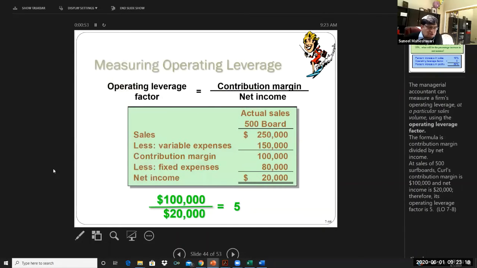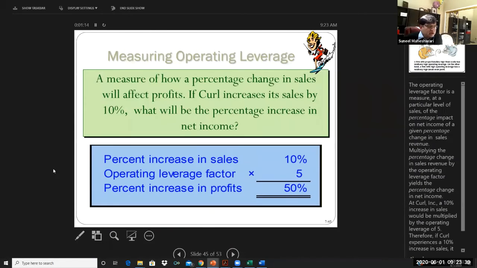So your operating leverage is computed as contribution margin over net income. So that will give you a number. For example, in this particular example, it has an operating leverage factor of 5. So what does it mean? It basically means if your sales increase by 1%, your income will increase by 5%. So suppose the sales increase by 10%, like in our last example. If your operating leverage factor is 5, you will increase the profit by 50%.